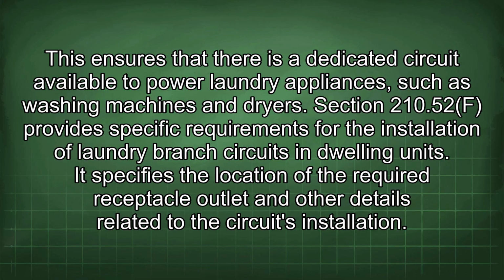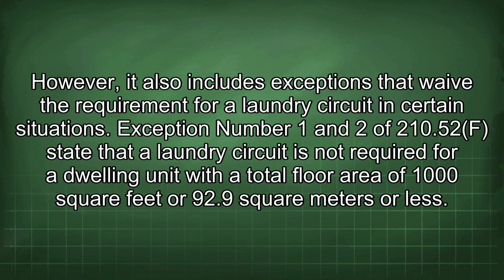Section 210.52(F) provides specific requirements for the installation of laundry branch circuits in dwelling units. It specifies the location of the required receptacle outlet and other details related to the circuit's installation. However, it also includes exceptions that waive the requirement for a laundry circuit in certain situations. Exception number 1 and 2 of 210.52(F) state that a laundry circuit is not required for a dwelling unit with a total floor area of 1000 square feet or 92.9 square meters or less.